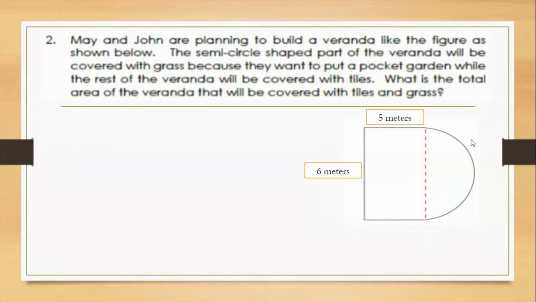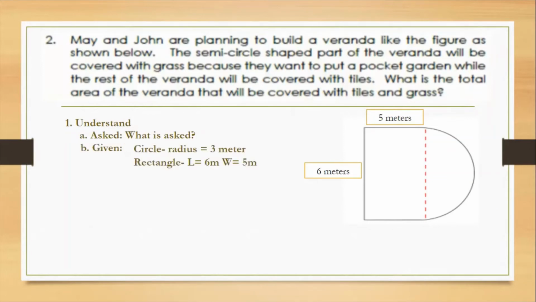For this one, we have 5 meters and 6 meters as the given measurements. The first thing we are going to do is understand the problem. What is asked in the problem? What are given? What is asked here is that we are going to find the total area of the veranda which will be covered with tiles and grass. So this is what is asked.